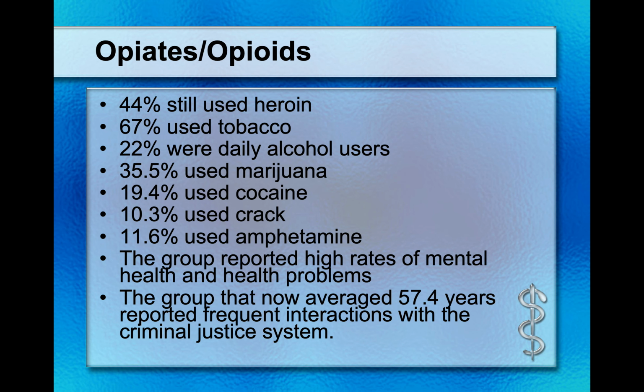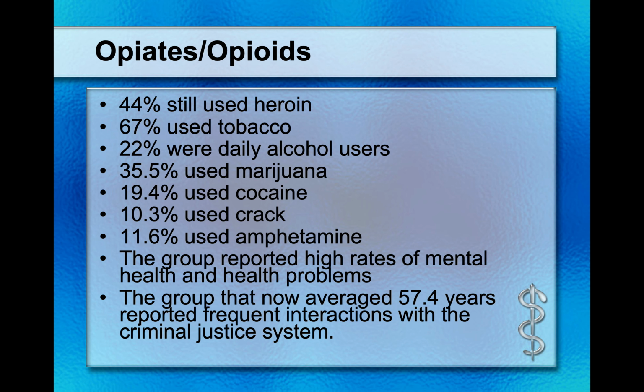Of the people that survived, 44% still used heroin, 67% used tobacco, 22% were daily alcohol users, 35.5% used marijuana, 19.4% used cocaine, 10.3% used crack, 11.6% used amphetamines. The group reported high rates of mental health and health problems. The group now averaged 57.4 years, and reported frequent interactions with the criminal justice system.